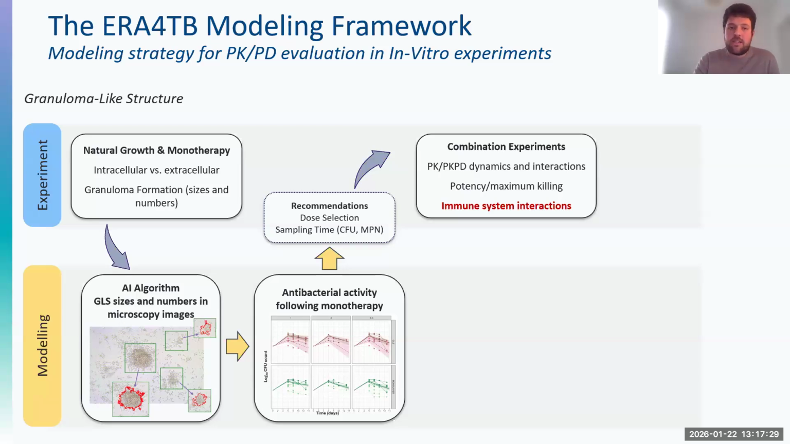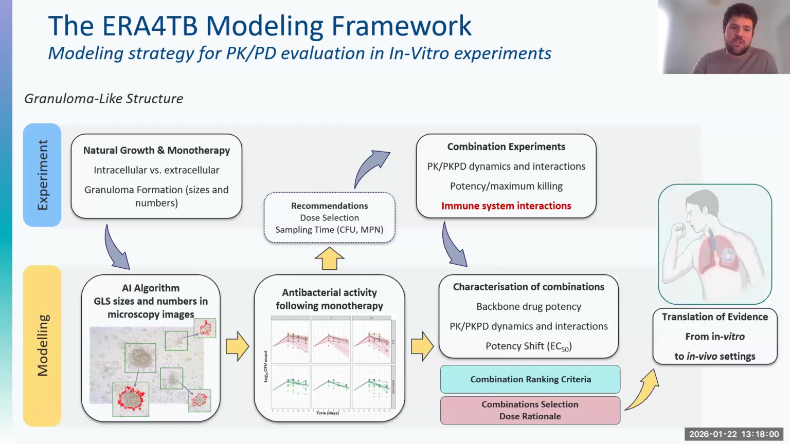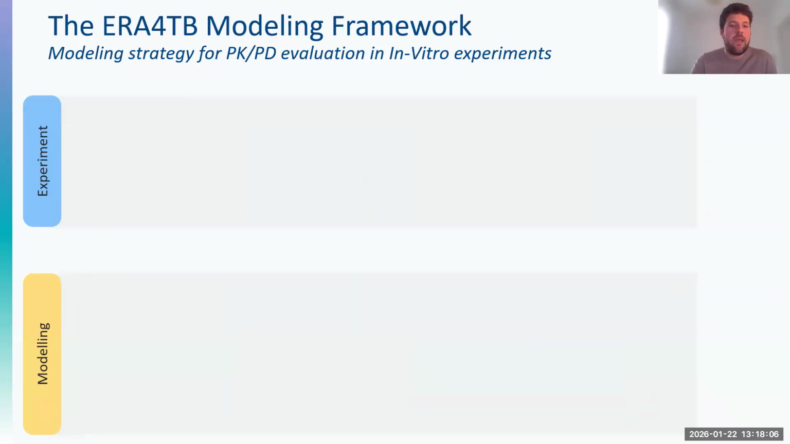And clearly, the same objectives. We try to look at the PK/PD and the potency in the combination, but given the specificity of the experiment, we try to bring that dimension that each experiment is able to bring. In this case, the potential immune system interaction. We try to model the overall potency of the combination. We generate a ranking. We try to select the optimal combination, and we try to establish the rationale, and again, translate to the in vivo setting.